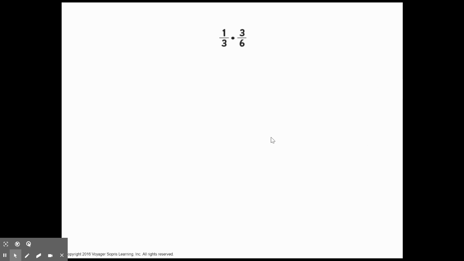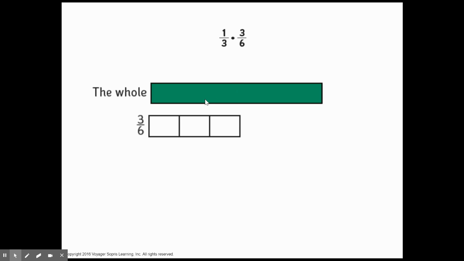We're going to do another problem. 1/3 times 3/6. When we multiply 1/3 by 3/6, we're taking 1/3 of 3/6. We're going to use the rods again to show this. First, we'll show the whole and the fraction 3/6. There are 3 rods in 3/6. So 1 of 3 parts is 1 rod. 1/3 times 3/6 is 1/6.